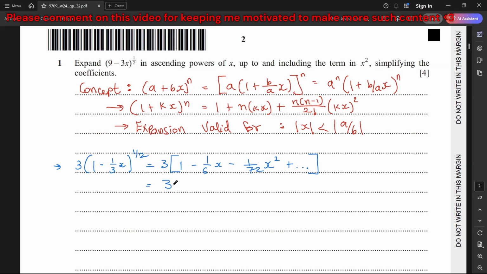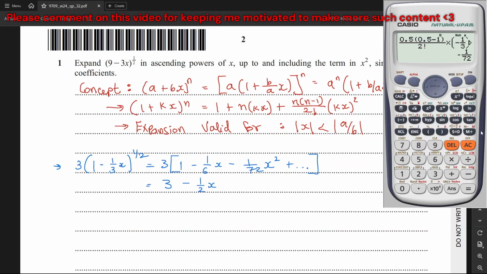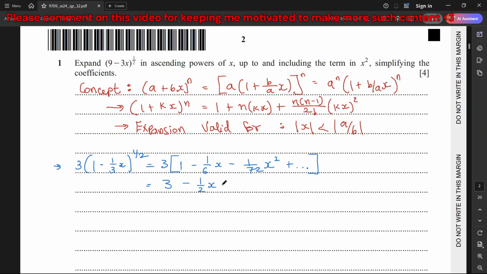Now, 3 into 1 is 3. Then minus 1 by 6 into 3 will be 1 over 2 x. Then what is 3 over 72? Let me check. 3 over 72 gives me 1 by 24. But now there is also a negative sign, so minus 1 by 24 x square. And this is what you can get as the expansion of this specific bracket to the power of half.